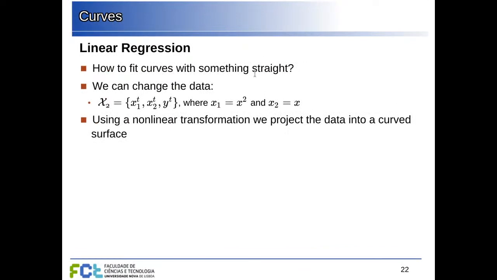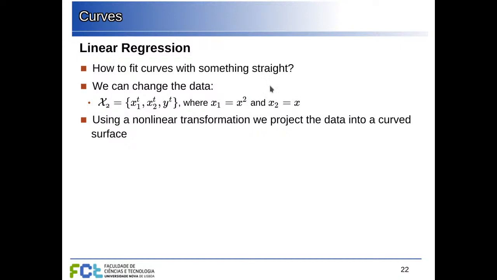We can keep using linear models. So a linear model is a model where the output is a linear combination of the input, but we can change the data. Let's apply a nonlinear transformation to our data and create a new data set that now is in 3 dimensions. We have 2 values for the features, and the third value, the third dimension, is the target value that we want to predict. And our features will be x2, which will be just the same as the original x, and x1 will be the square of the original.